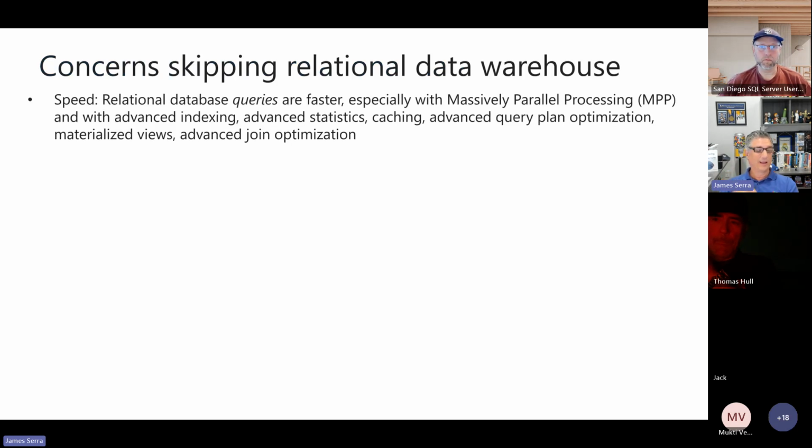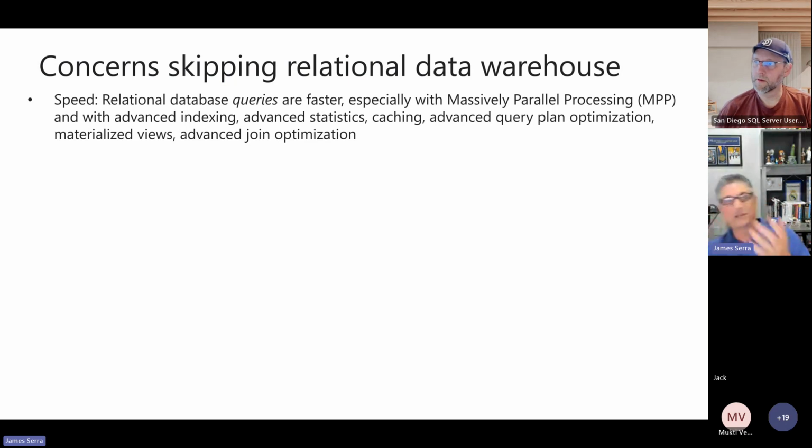One could be speed. Even with Delta Lake having performance enhancements, it'll never be as fast as a relational data warehouse, which has been around forever, which people on the call probably know about: massively parallel processing technologies, indexing, statistics, caching, query optimization, materialized views. None of those things exist in Delta format. So that could be a problem. Now, it may not be a problem for a lot of people. They can say, look, it takes a few extra seconds to run a report. I don't care.